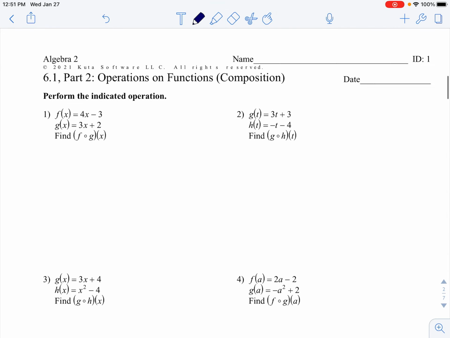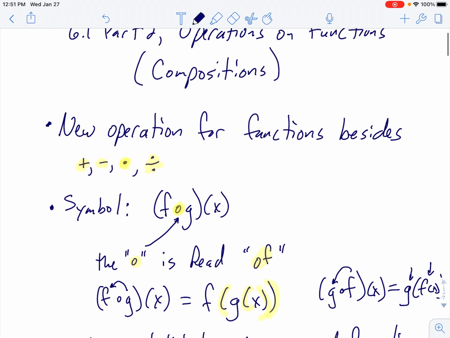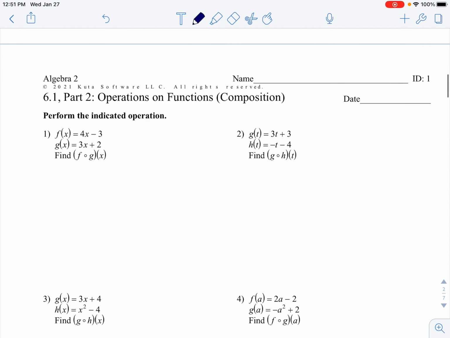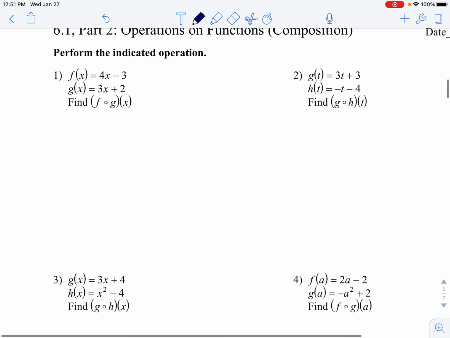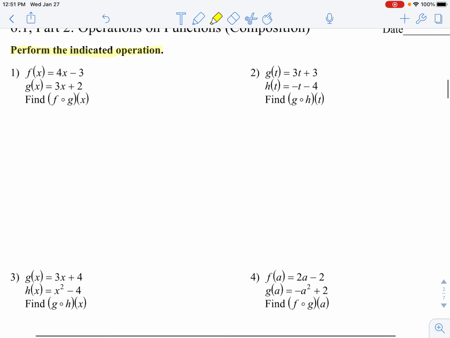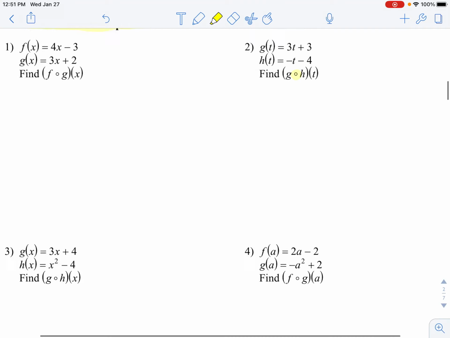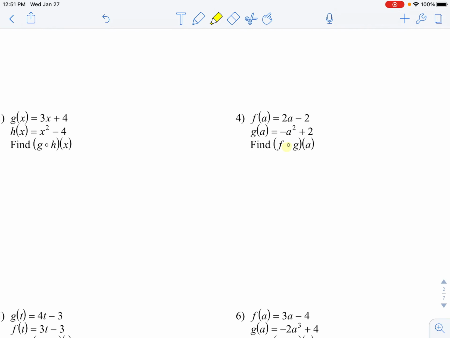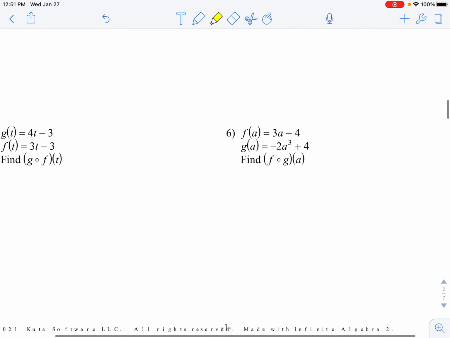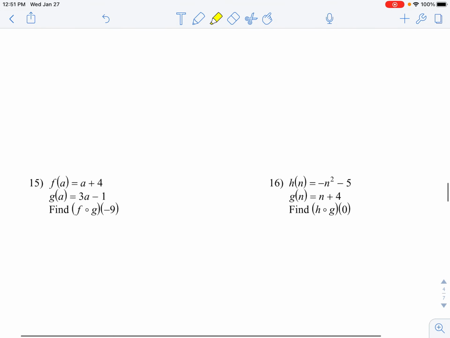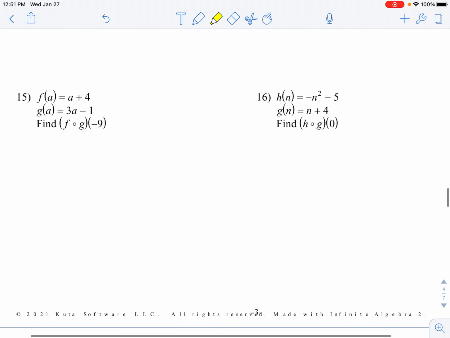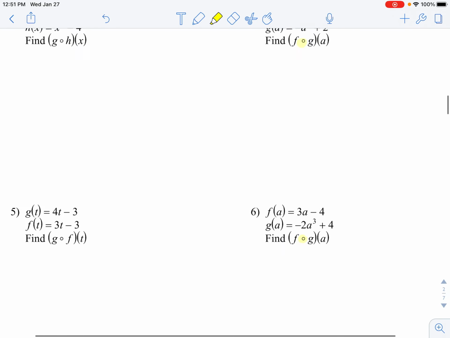If that's not clear at all, if you don't follow a word I just said, hopefully as I go through the examples, you'll pick up on it. As usual, I'll do the evens. You please do the odds. The directions say, perform the indicated operations. The only operation on this worksheet is composition. You see the little O in each one of these problems. There are 16 total, so that's only 8 homework problems.